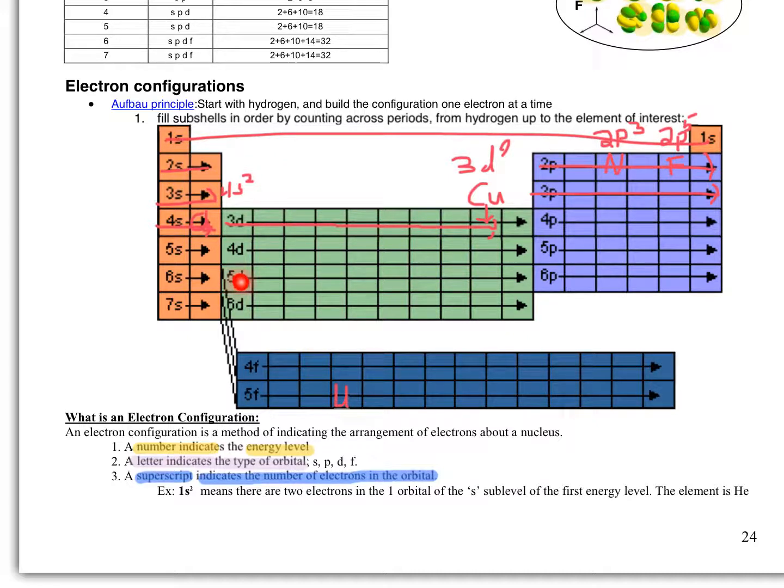Now we're up to 5d, go 10 more. 6p, go 6. 7s, 2. We jump down again. 5f, 1, 2, 3, 4. So uranium would be at 5f4.